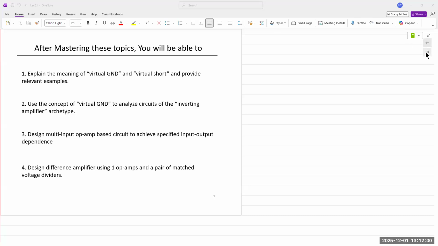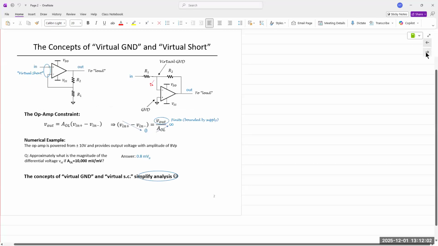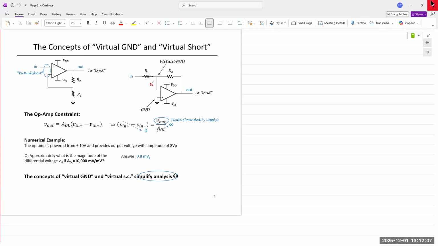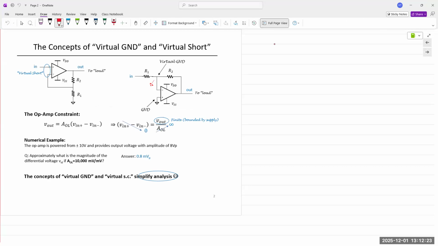Okay, so first up is the virtual short and the virtual ground concept. All right, so the op amp, remember the fundamental properties of an ideal op amp is that it has infinite input resistance, it has infinite gain, infinite open loop gain, and zero output resistance, right? So if we have infinite resistance, we model that input resistance as a resistor between the negative and positive terminals.